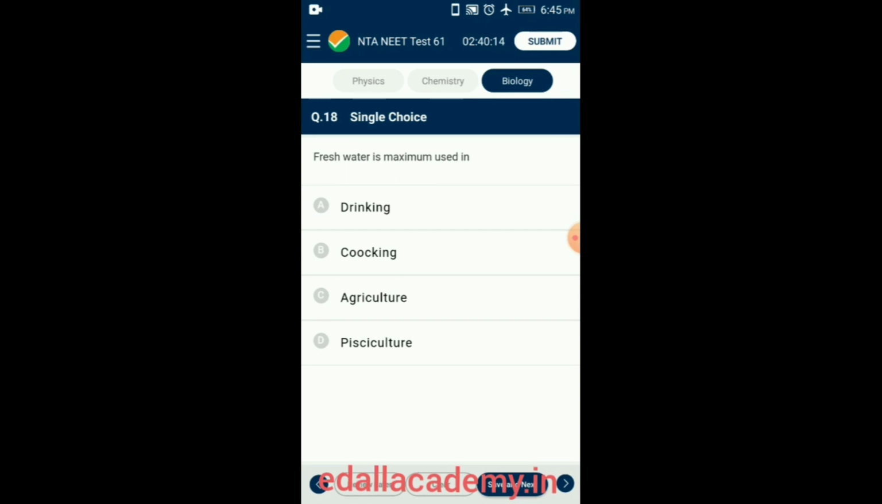Question number 18. Fresh water is maximum used in. Fresh water is naturally occurring water other than seawater and brackish water. Fresh water includes water in ice sheets, ice caps, glaciers, icebergs, bogs, ponds, lakes, rivers, streams, and groundwater. Fresh water is maximum used in agriculture. So the correct option is option C, agriculture.